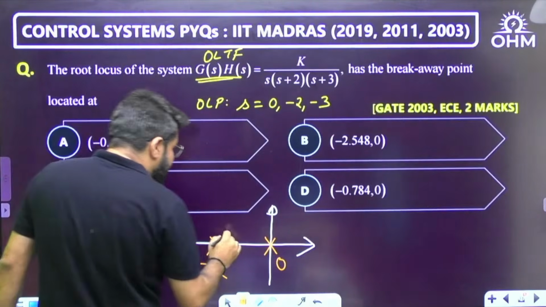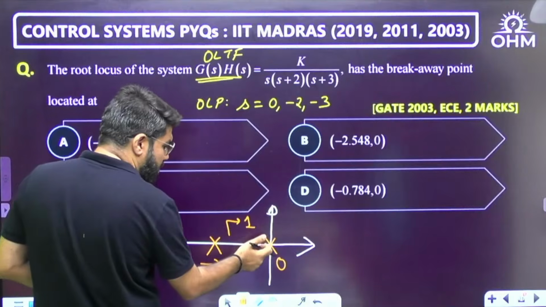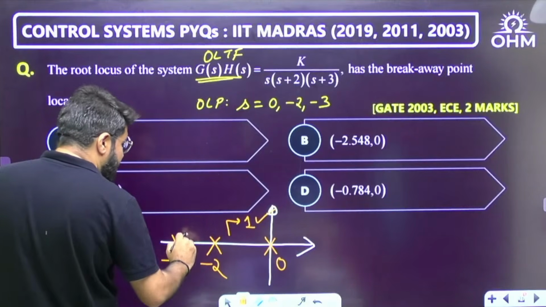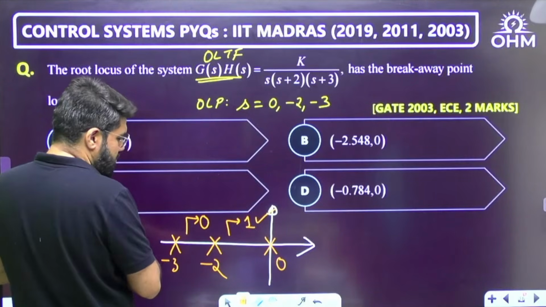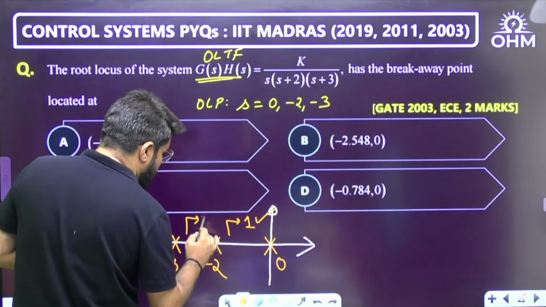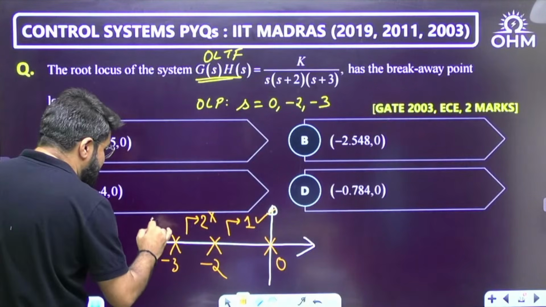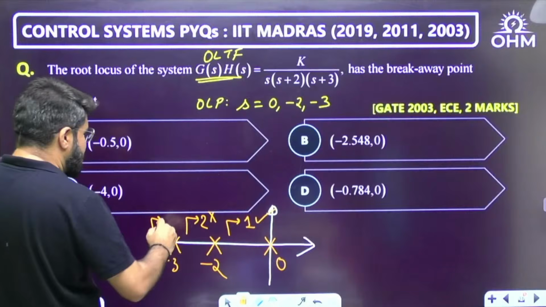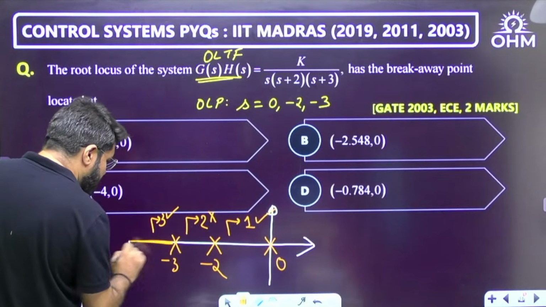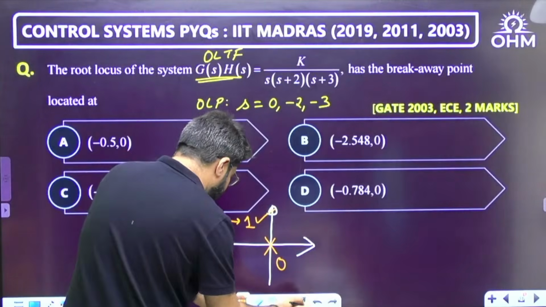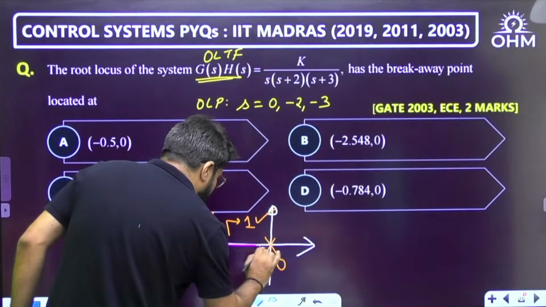So when I see from here, how many poles and zeros do I see? There are no zeros, but I see one pole, an odd number, very good. When I see from here, I see two, one and two, but two is an even number, and I don't want even. And if I see from here, three is an odd number. Root locus will exist here.